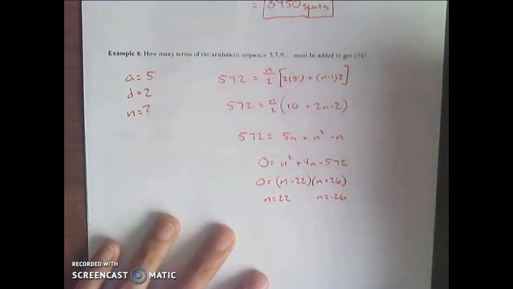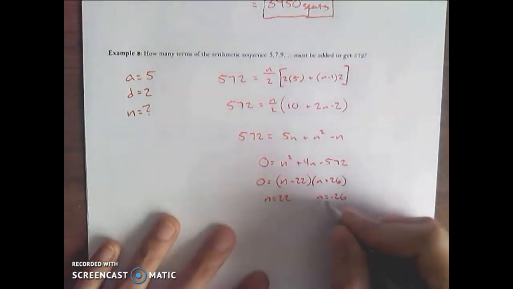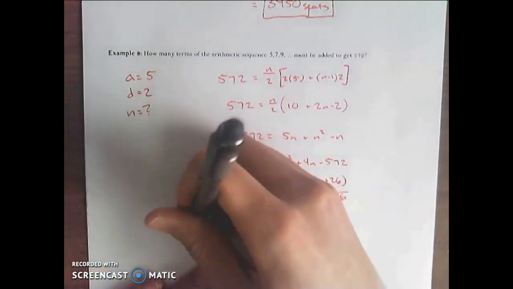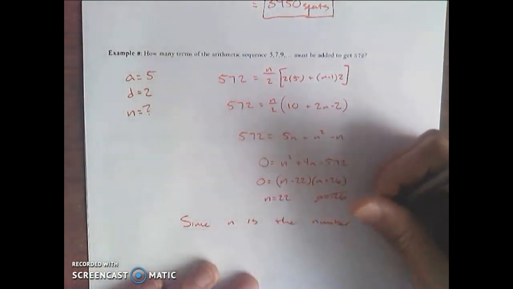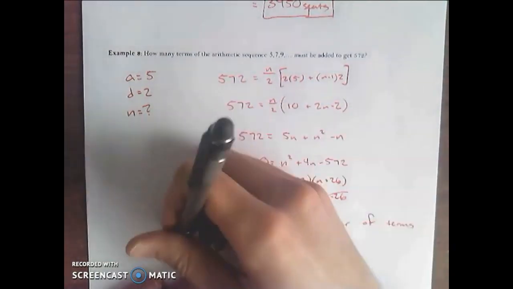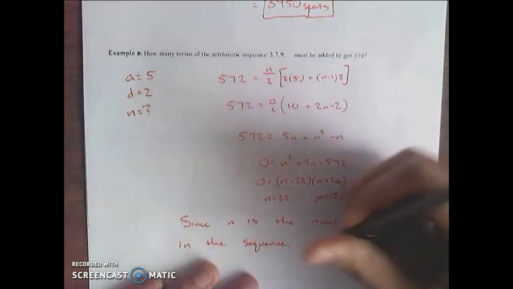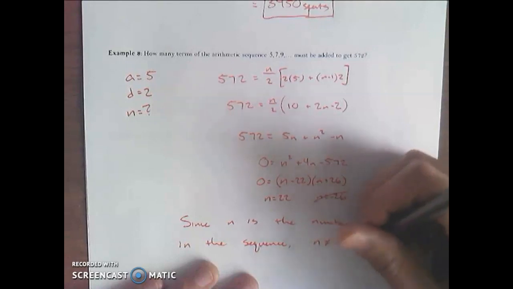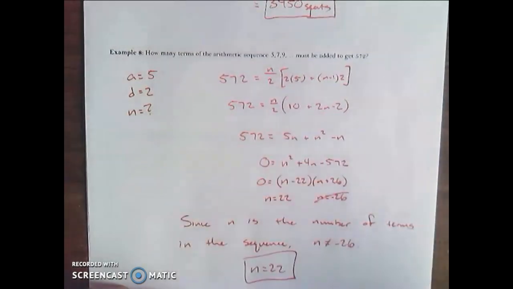Now, which solution do we choose? Well, since n is the number of terms in the sequence, we can't use the negative 26, right? The number of terms has to be positive, so we eliminate this answer. Let's go ahead and write that out. So since n is the number of terms in the sequence, n cannot equal negative 26. So then n equals 22. We have to add up the first 22 terms in order to get 572. This is 12.2 arithmetic sequences.